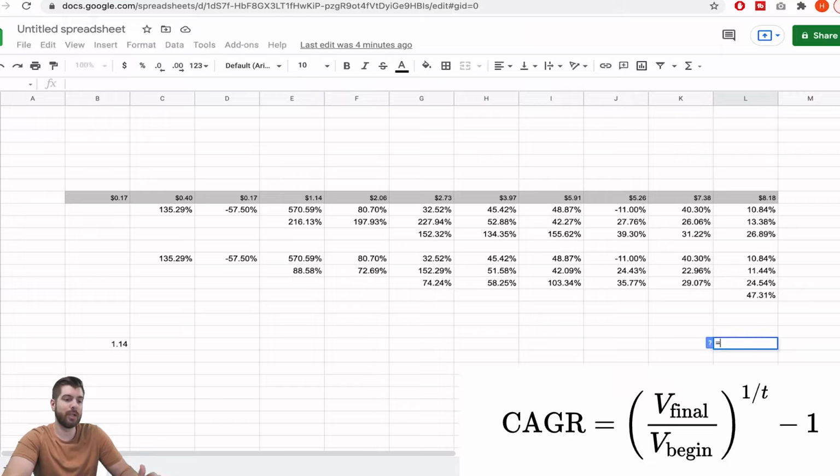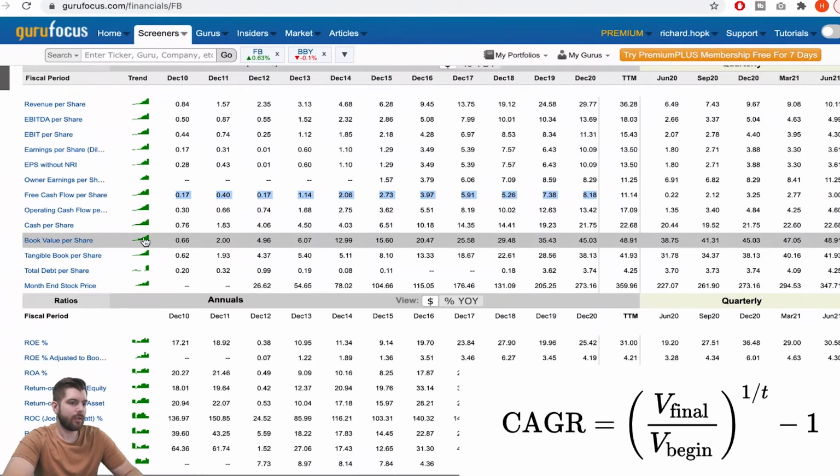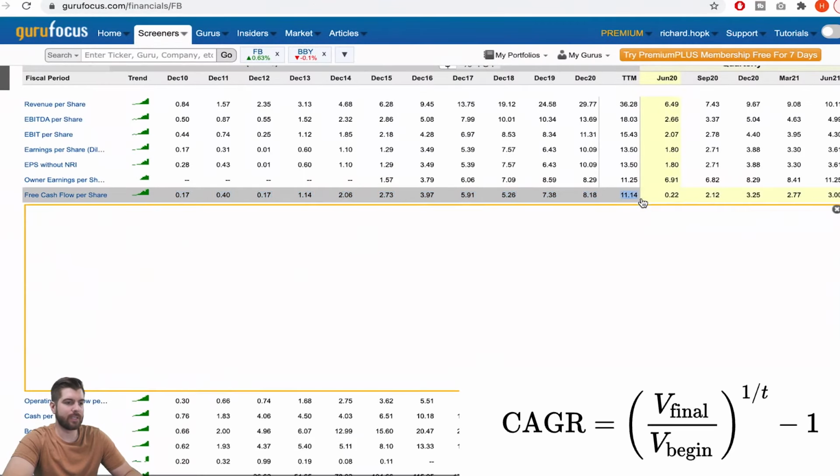So what you could do is you could take an average of these numbers if you wanted, where you're taking an average like this and saying, you know what, maybe 23% annual growth rate moving forward for the next 10 years, for example, is reasonable. You could do something like that. Okay, so now by the way, this free cash flow per share was actually from December 2020. We didn't grab the trailing 12-month column. And if we did, then that would be $11.14.